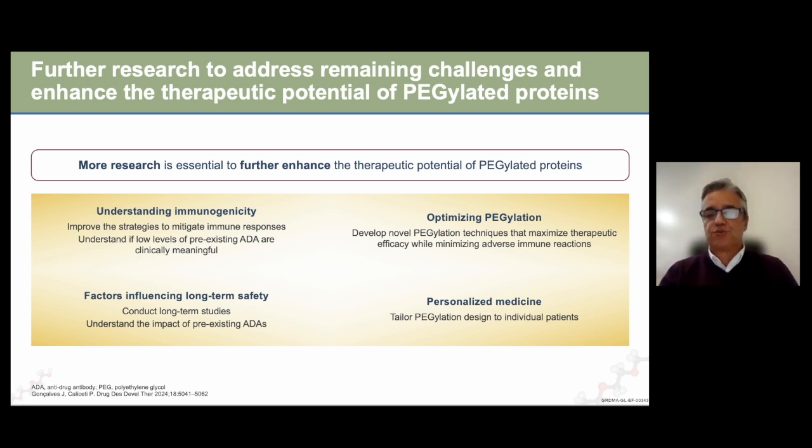So we need also to do research on optimizing PEGylation and develop new PEGylation techniques. There are several, as Professor Caliceti was saying, but we really need to invest more in maximizing the therapeutic efficacy and minimizing the adverse immune reactions in order to really have this personalized medicine that tailors PEGylate design to individual patients.